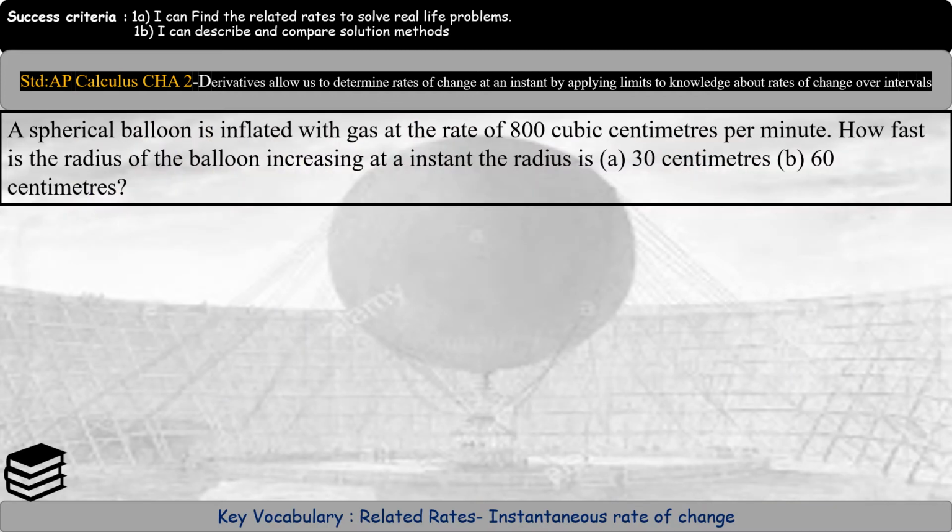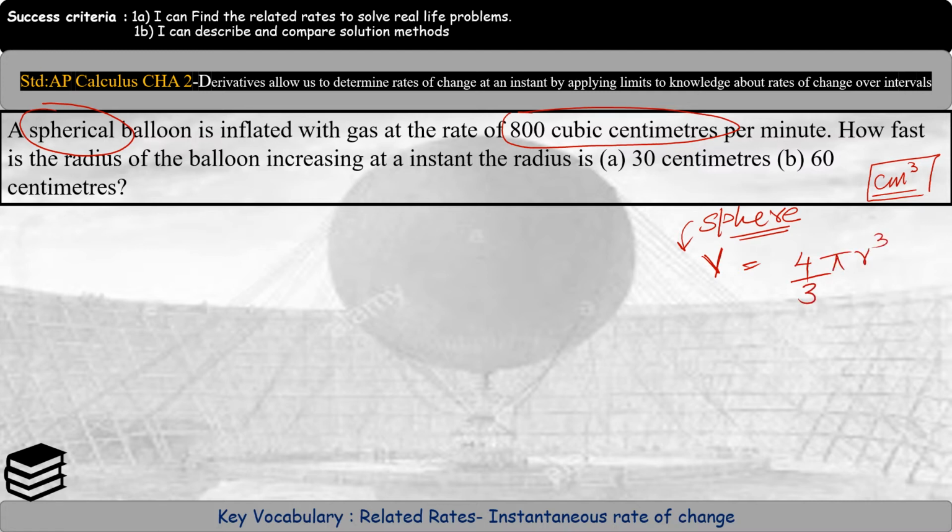A spherical balloon. So the first thing I told you, before doing anything, before reading the complete question, write down or circle the name of the shape, so it is sphere. Let's check what they are asking. A spherical balloon is inflated with gas at the rate of 800 cubic centimeter per minute. I told you that cubic centimeter, these kinds of units, are used to show volume. So you have to write the equation for the volume of the sphere, which is 4 by 3 pi r cube. Then take the derivative of the equation with respect to time, and just now we already took the same equation.